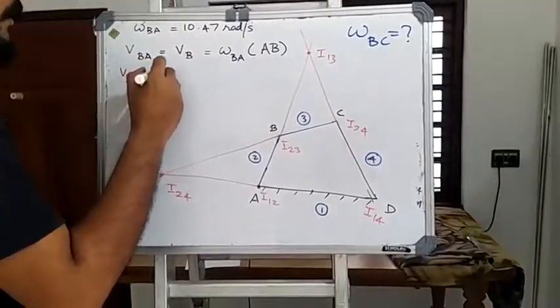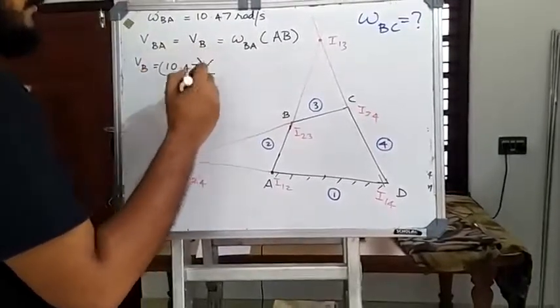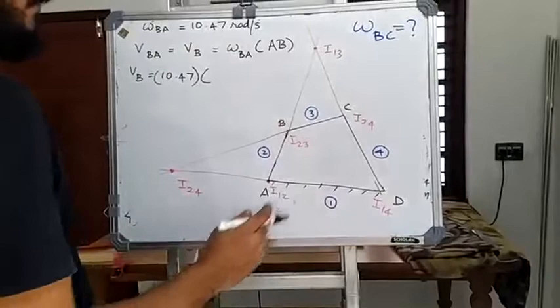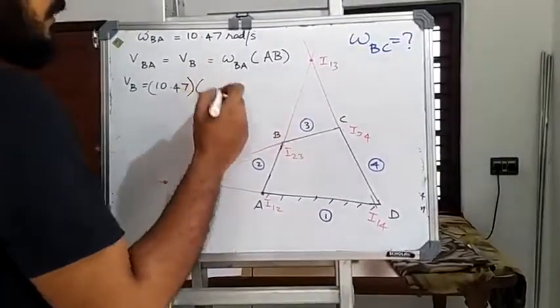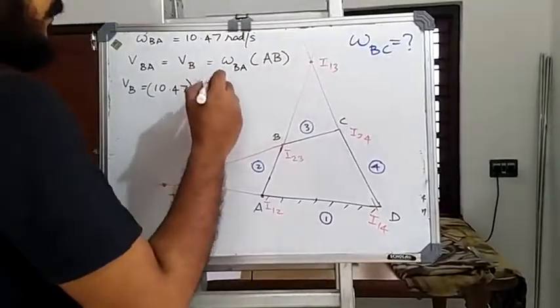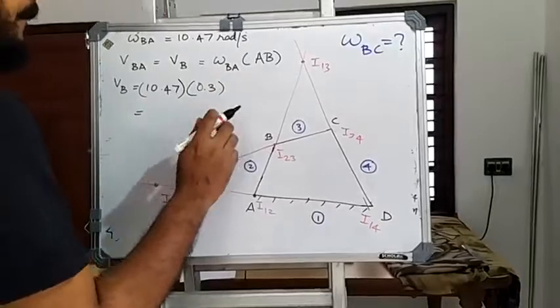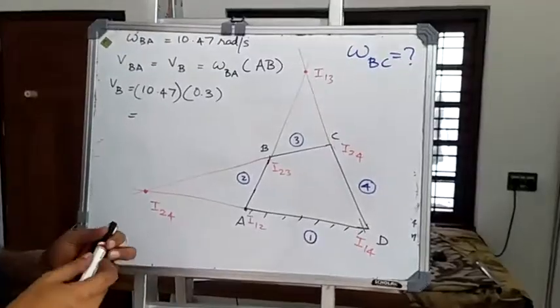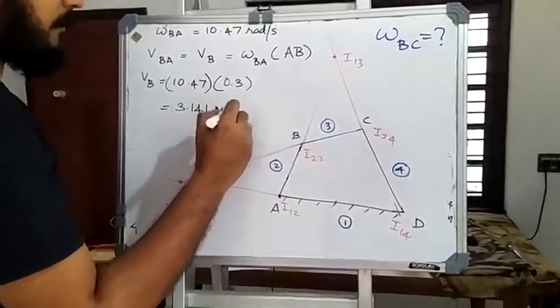VB is nothing but omega B, which we have found out as 10.47. This should be multiplied by the length of the link AB. Now AB was given as 300 mm. So when we convert it into standard SI units, it becomes 0.3 meter, which is equal to 3.141 meter per second.